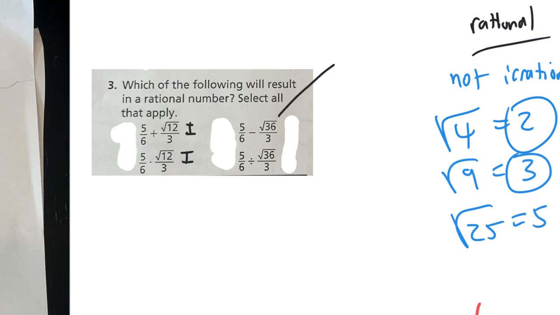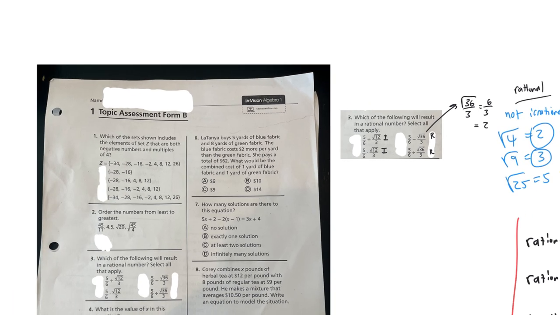Over here, we have rational minus rational. And why is that? Because the square root of 36 over 3 is really the square root of 36 over 3. Now, let's think about it. The square root of 36 is 6. So that's going to be 6 over 3. And I think everyone can see that that's just 2. So the square root of 36 over 3 is secretly just 2. So that's rational minus rational. So that makes this rational. This is rational divided by rational. So that makes this rational.